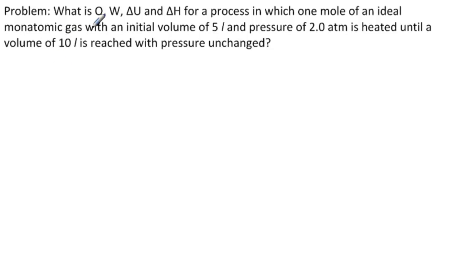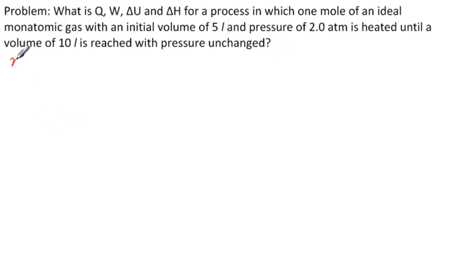The problem reads, what is Q, W, delta U, and delta H for a process in which one mole of an ideal monatomic gas with an initial volume of 5 liters and pressure of 2 atmospheres is heated until a volume of 10 liters is reached with pressure unchanged? As always, we start by writing down what we have.